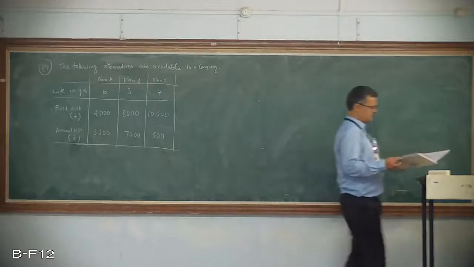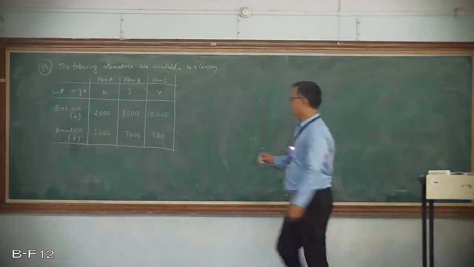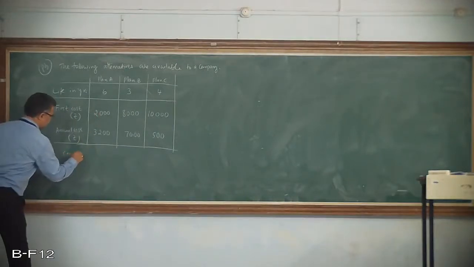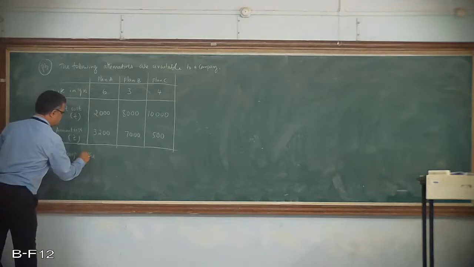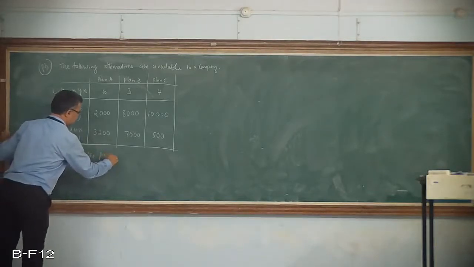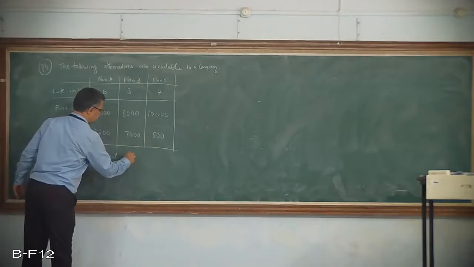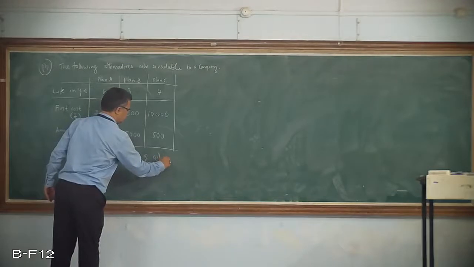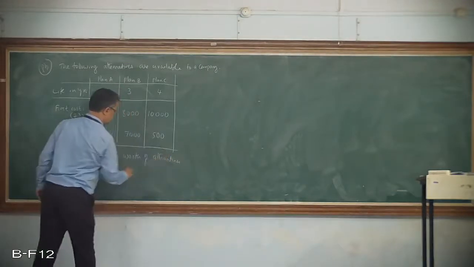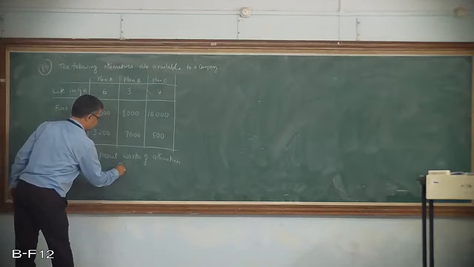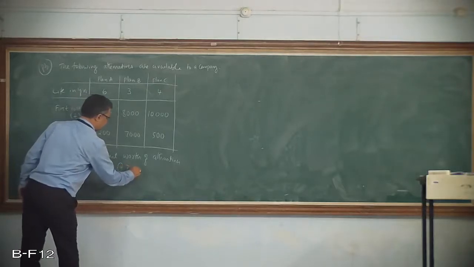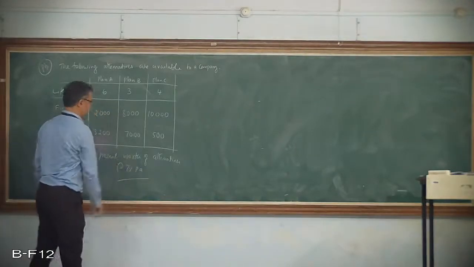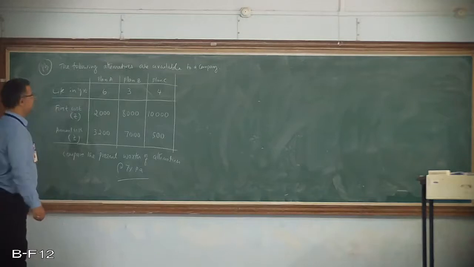Compare the present worth of the alternatives at the rate of 7% per annum. This is the problem given, so you have to compare the alternatives.